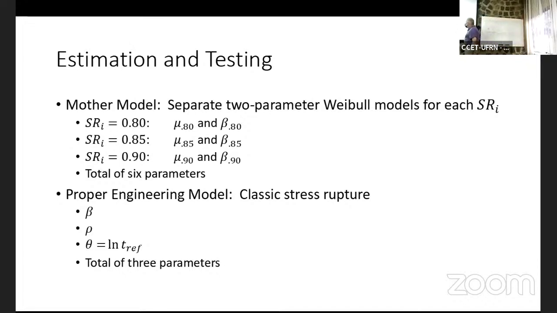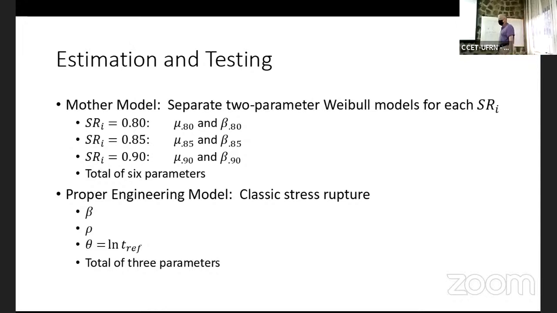The proper engineering model is the classic stress rupture model, which we talked about. It's basically simple linear regression. Engineers never use the term theta. I'm doing that as a statistician. But they recognize that T-ref is not estimated well, but log T-ref is estimated well. So the focus on the log of that reference time makes a lot of sense to the engineers.